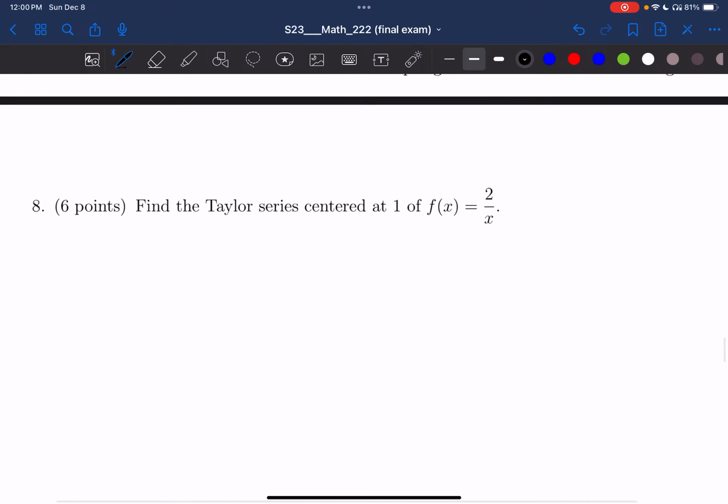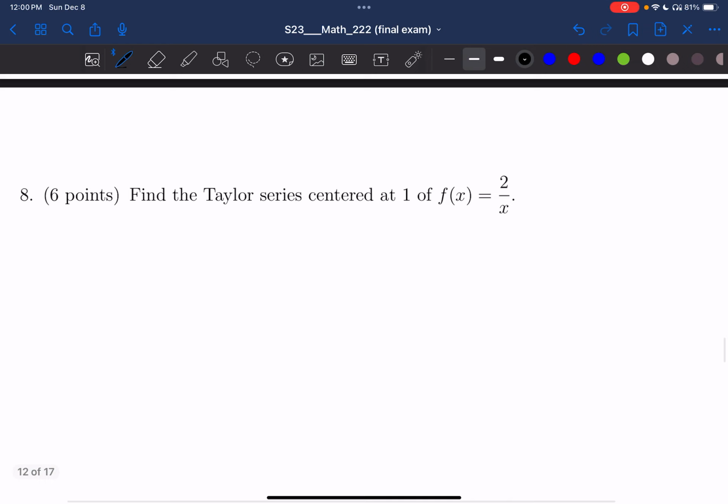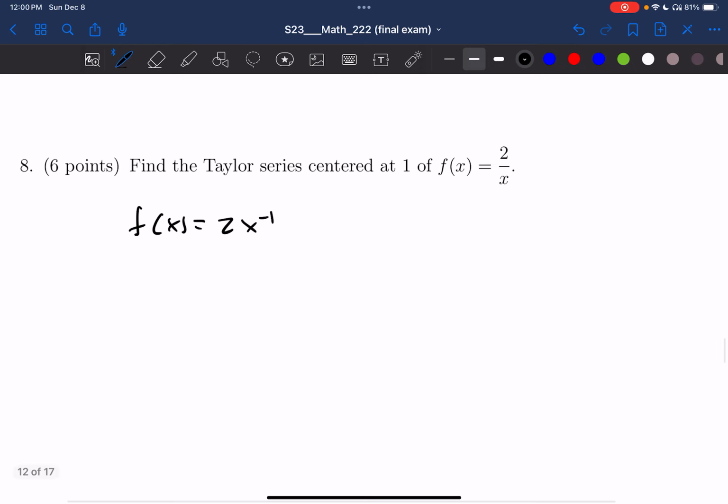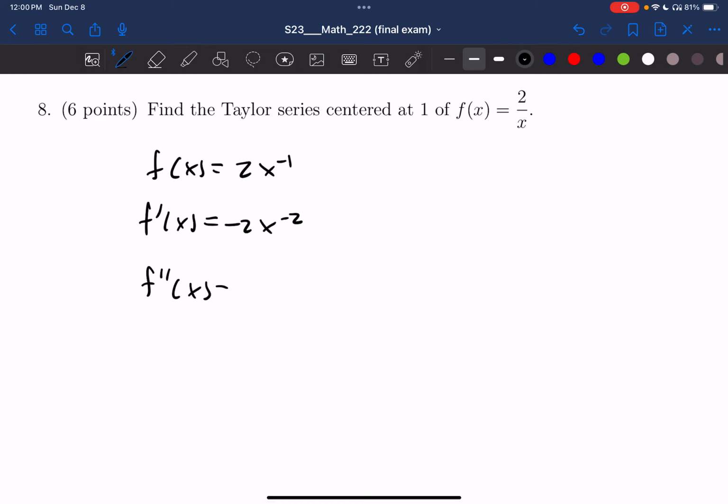Find the Taylor series centered at 1 of f of x equals this. Okay, so to do this, we need to write it out in this form. f of x will be equal to 2 divided by x, which is also 2 times x to the negative 1. f prime of x will be equal to negative 2x to the negative 2. f double prime of x will be equal to a positive 4x to the negative 3. f triple prime of x will be equal to negative 12x to the negative 4.